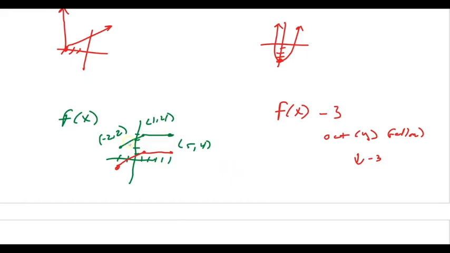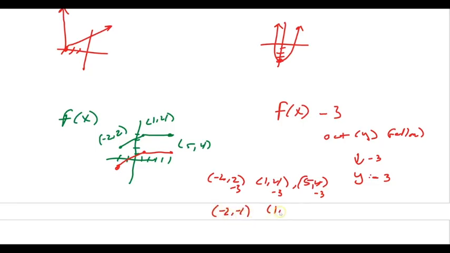Another thing you can do, though, is get the actual points. If you get your points here, which are negative 2 and 2, 1 and 4, 5 and 4, and you just subtract 3 from all the y values, you get the points negative 2, negative 1, 1, 1, and 5, 1. Look at the points I got. That way also works. Same idea. If I just give you a basic graph of points, you can either move every single point down 3, or actually do the math: subtract 3 from all the y values. You get the exact same answer.